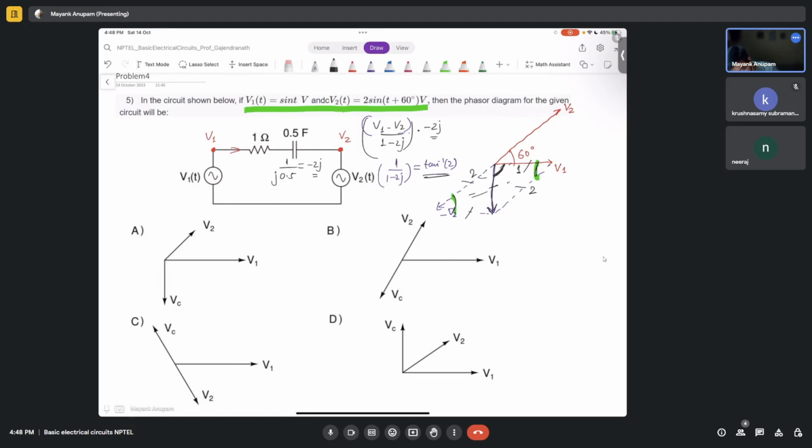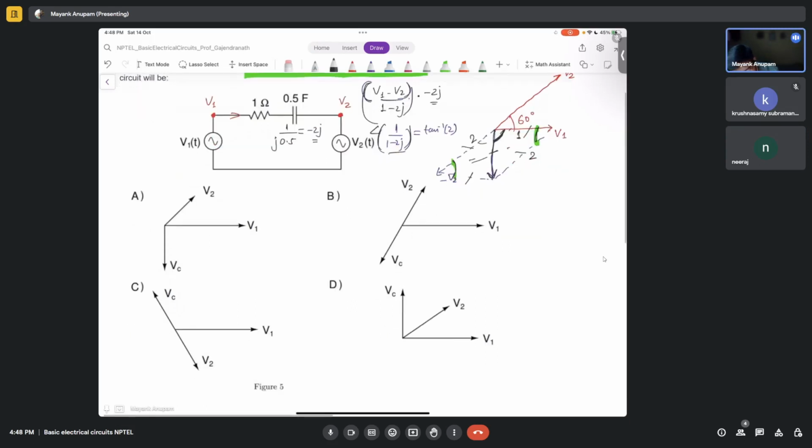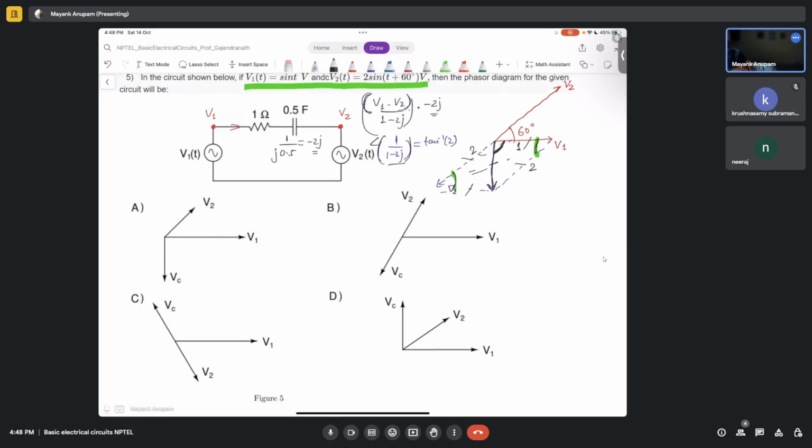Then 1 over 1 minus 2j is tan inverse of 2, right? The angle of this is equal to tan inverse of 2, correct? Because it is minus, or tan inverse of minus 2. That is why it is tan inverse of 2, and this tan inverse of 2 will add in angle with the V1 minus V2 angle, right? What will be the overall angle of this? If you ignore this minus 2j here, the overall angle will be angle of V1 minus V2 minus angle of 1 over 1 minus 2j.